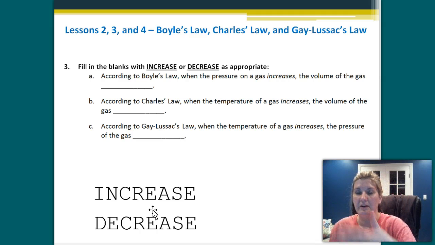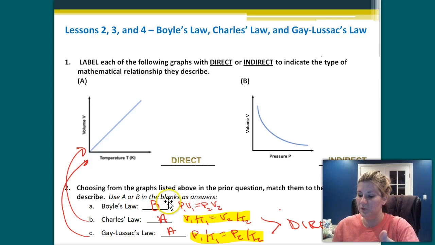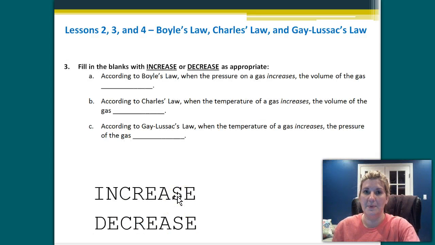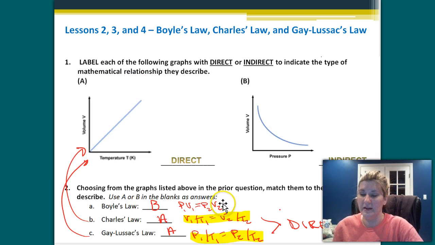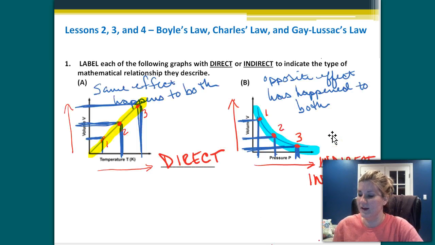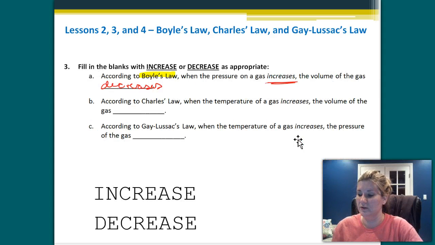This number 3 clarifies that a little bit. So we did just say if each one was direct or indirect. Now we're going to say what happens to the variables. So increase or decrease with each law. Part A says according to Boyle's law, when the pressure on a gas increases, the volume of the gas decreases. And why is that? Again, because Boyle's law is multiplication between pressure and volume. That means it is not direct, making it indirect. When it's indirect, we have that opposite thing happening to both variables. So it would decrease if the other one increased.